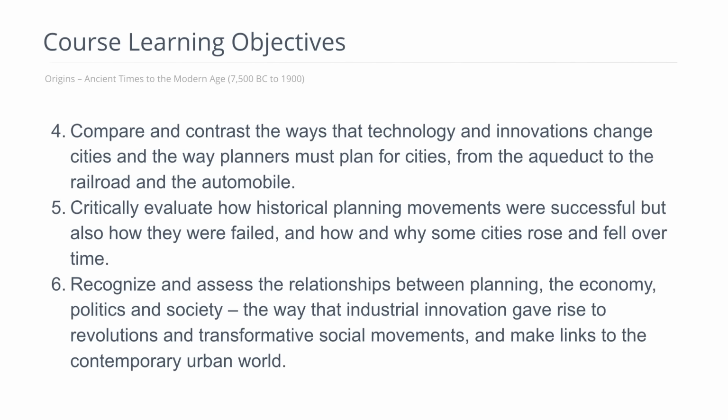Those taking this course will compare and contrast the ways that technology and innovations change cities and the way planners must plan for cities, from things like bringing drinking water through aqueducts to things like railroads and automobiles for mobility. We'll critically evaluate how historical planning movements were successful and how we still borrow from these movements, but also how and why they failed and what we can learn from that about how and why cities succeed or fail.